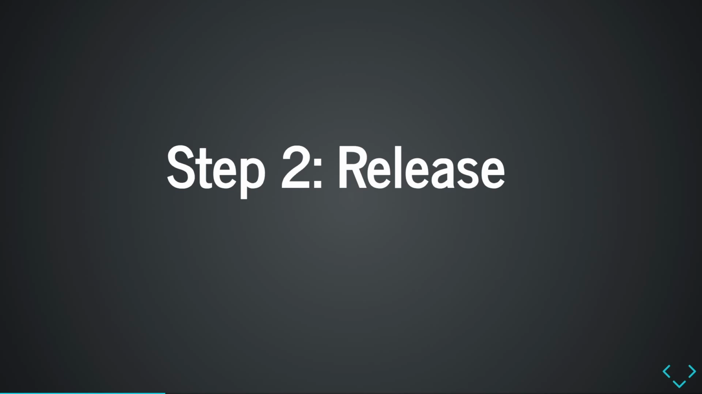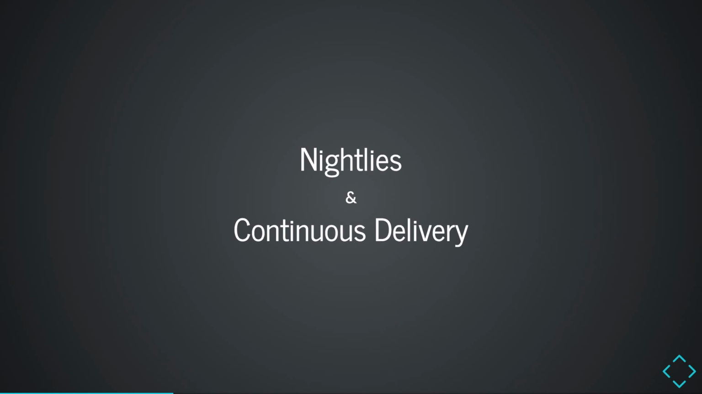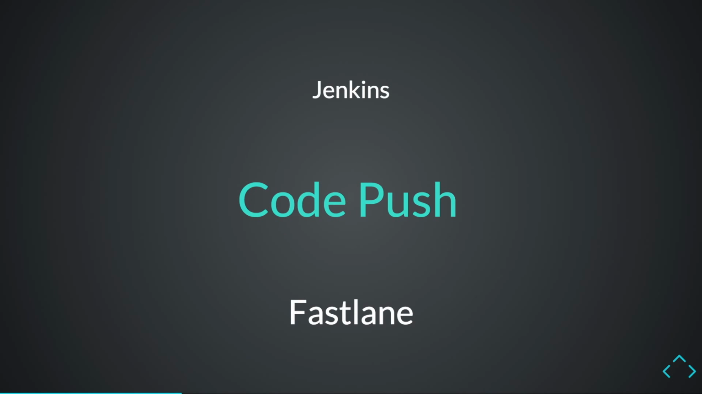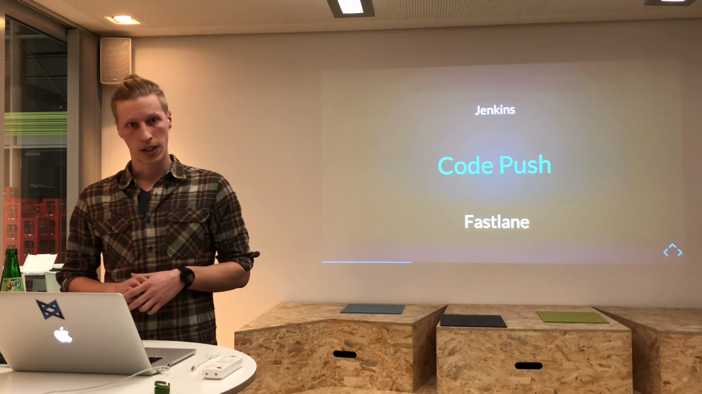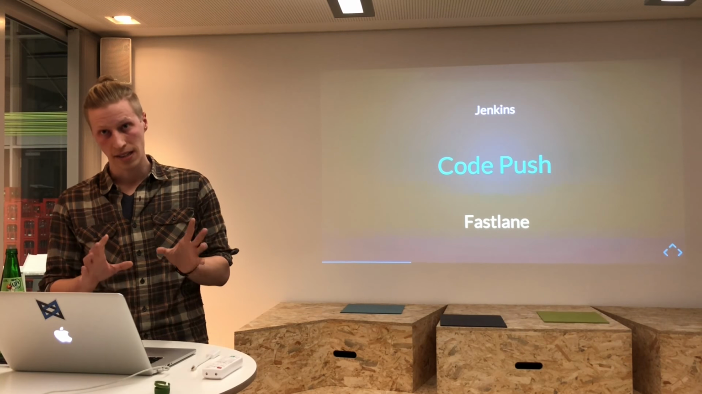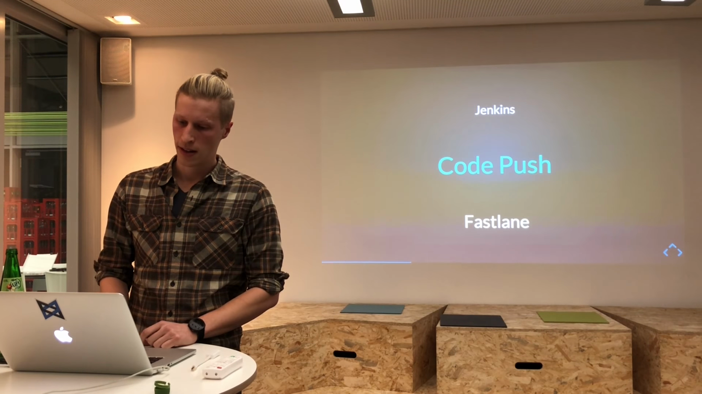Step 2, release. Might seem a bit early, but releasing first is a great way to make your teams more productive. And React Native has some pretty interesting value to offer when it comes to setting up nightlies, as well as continuous delivery. So we use 3 main tools for this: Jenkins, CodePush, and Fastlane. Fastlane is awesome whether you're doing React Native or just normal native applications. It makes your builds way saner, especially on iOS.